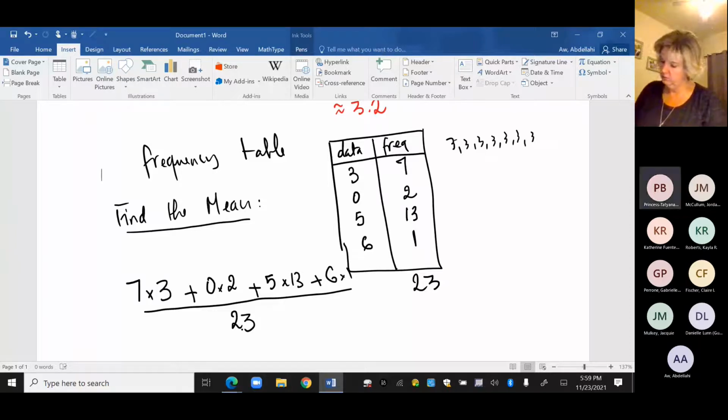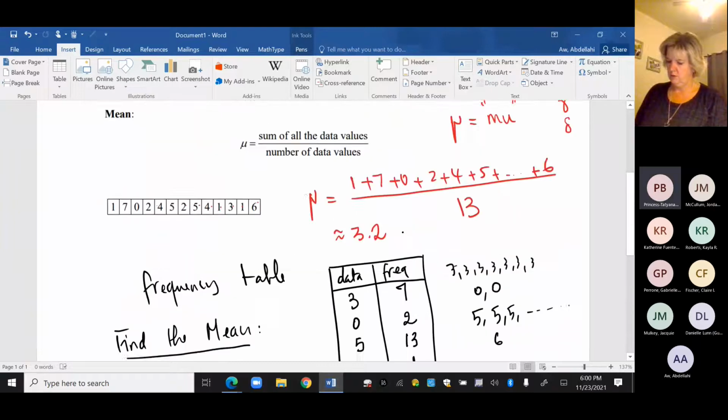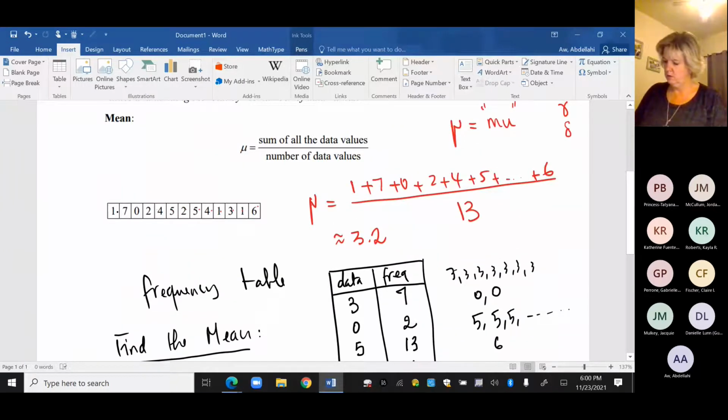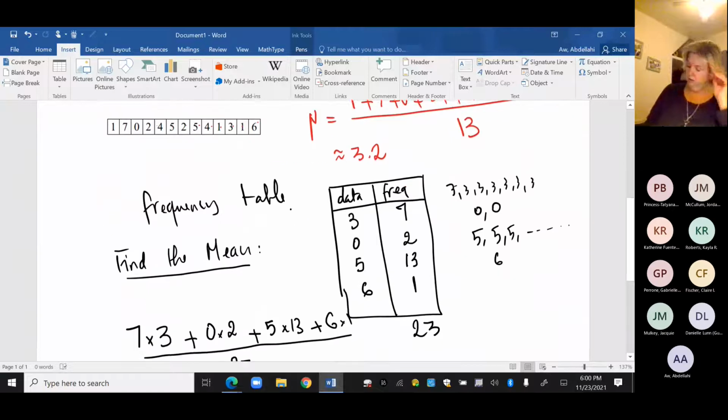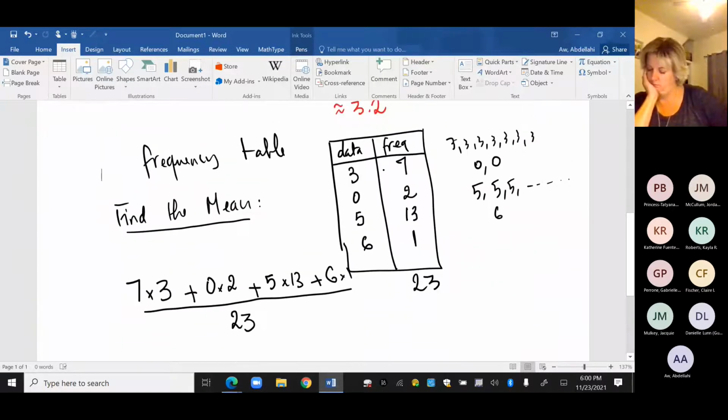Okay. So nobody has time to write explicitly all this. You have 3 seven times. We have 0 two times. We have 5 thirteen times. You see, nobody has time to do that, right? You have 6 one time. But if you want to know the size of the data, you have to add up all those numbers. So we have the easy case, where you have a single set of data right here, or you have the case where you have to do a little bit more if your data is given as a frequency table like this.